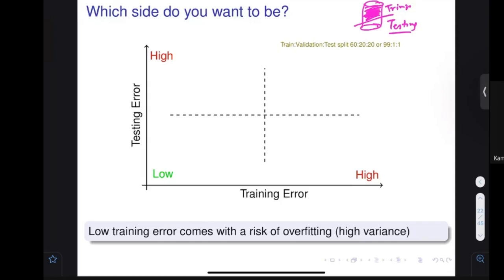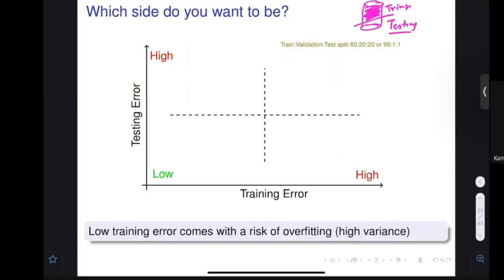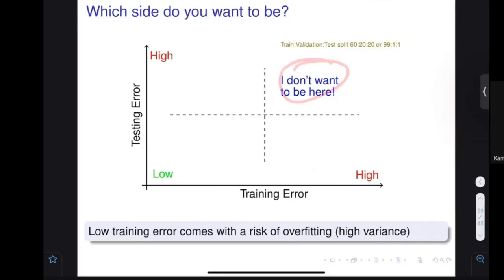Initially, if you start the system, you would be somewhere here, because let me say this is the high part and this is the low part. What you want is lower error in both training and testing. You want to be here, but when you start, you would be here. Your training error is high and testing error is also high. Nobody wants to be here. You want to change something. Where do you want to come? You want to come here.